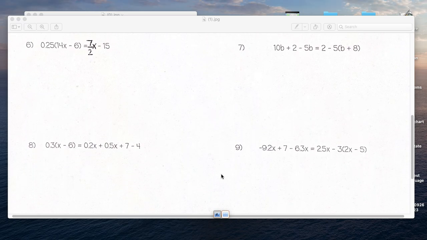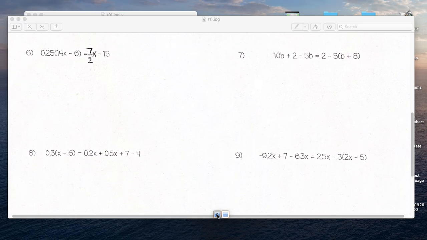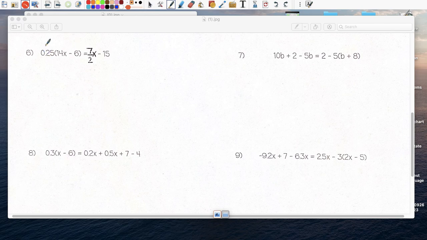Problem 6. You're going to have a calculator, so 0.25 times 6 is 3.5x minus a quarter of 6. 0.25 times 6 equals 1.25. And I'm going to change 7 over 2. 7 over 2 is 7 divided by 2, so you actually get 3.5x.